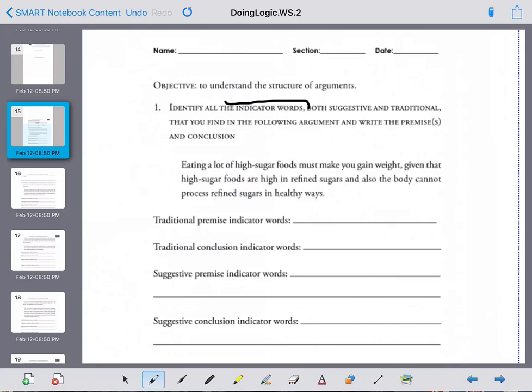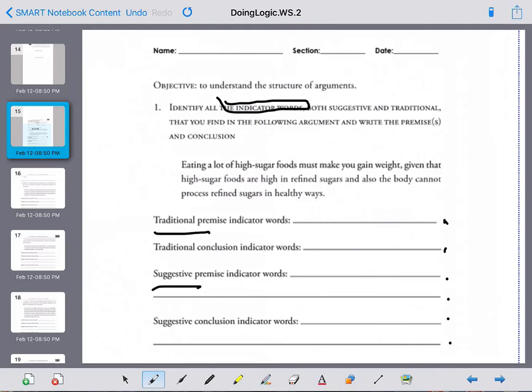And there are two different types. You've got your traditional, and you've got your suggestive. Now, what's very important here is that some may have a traditional premise and a suggestive premise. Some will only have one or the other. Some won't have any at all. So they just give you some space over here to put down the answer. If there are none, you just put NA. If there are some, you put some.